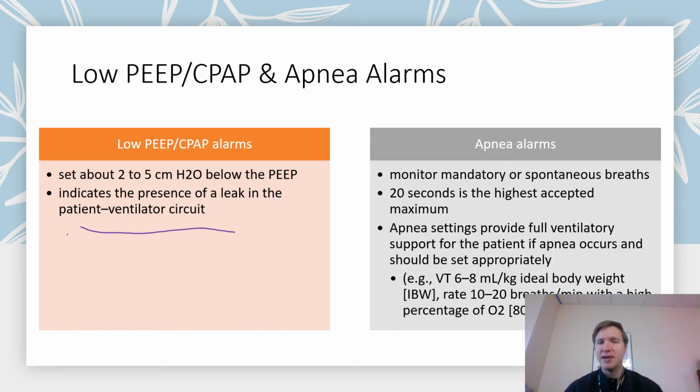Big thing here is make sure that you're going to mirror the full support settings, or if you're not putting a patient in full support, that you put full support settings into the apnea mode. So tidal volume around 6 to 8 mLs per kilo of ideal body weight, if that's the range currently, right? Rate 10 to 20 breaths a minute, right?